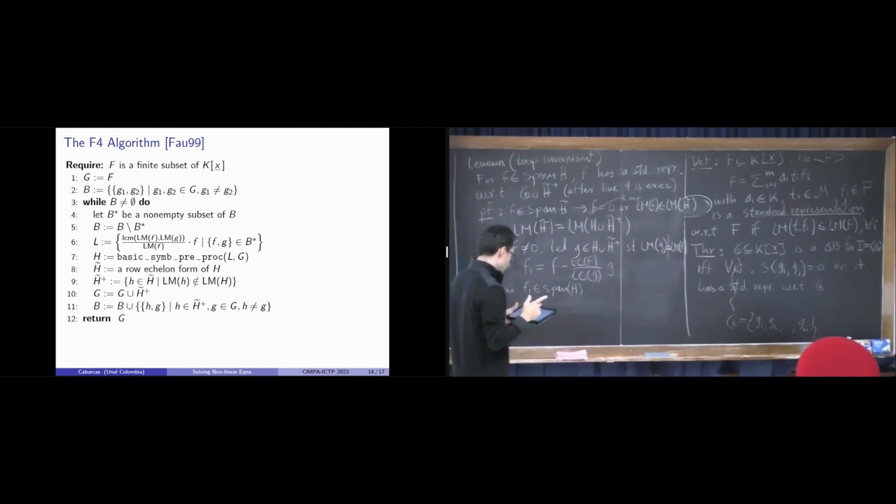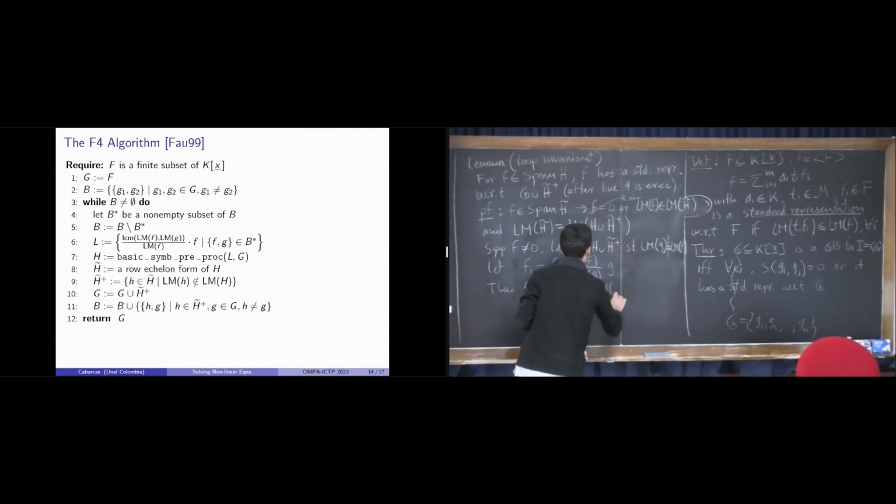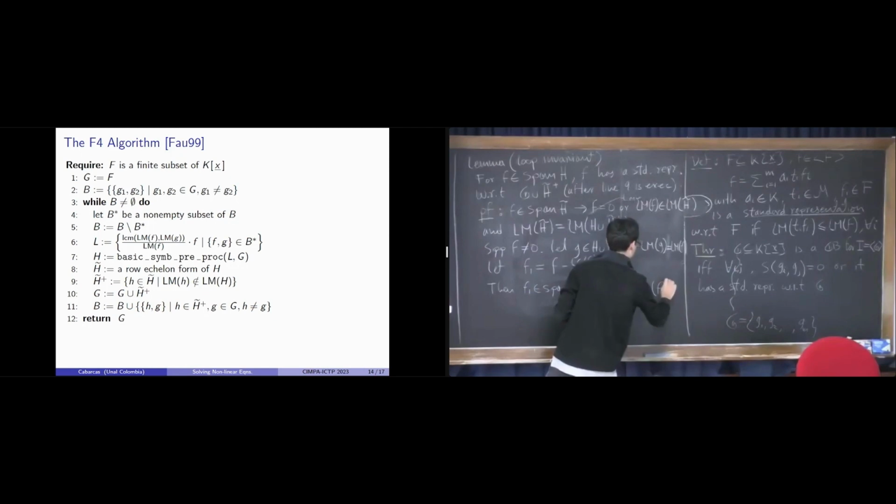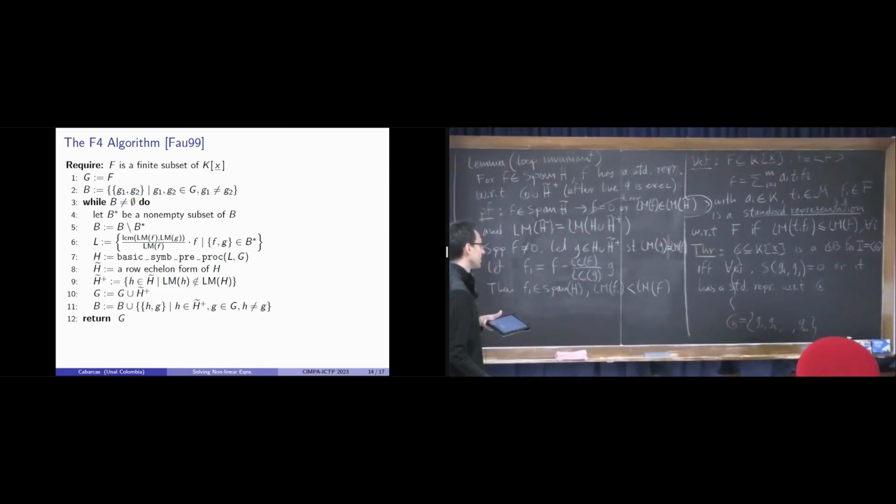But we also get that the leading monomial of F1 is strictly less than the leading monomial of F. We have actually reduced the leading monomial. And we can repeat the process for F1. And we can iterate this, so we get now F1 and we do the same over F1 because it's again in the span of H.